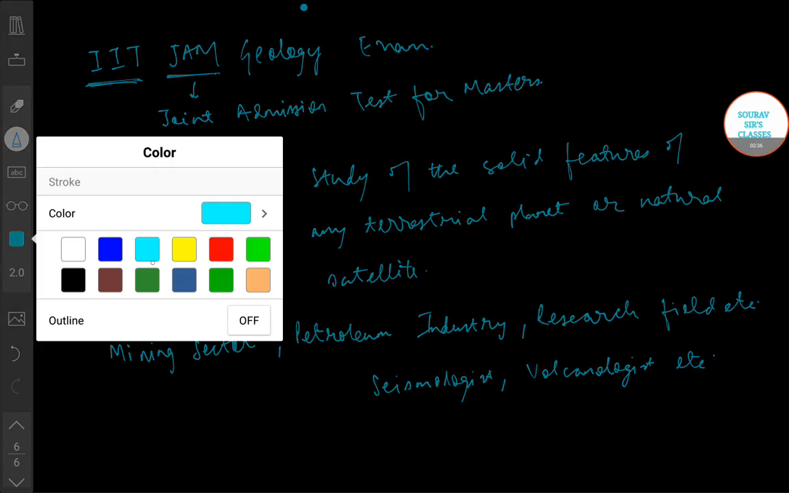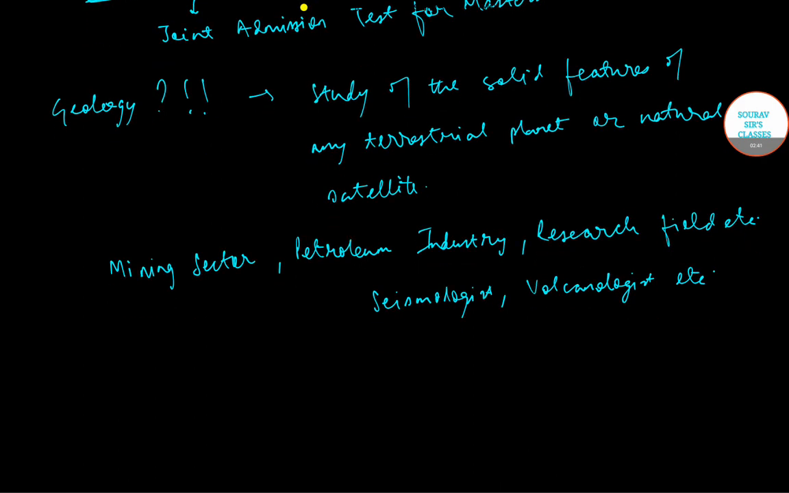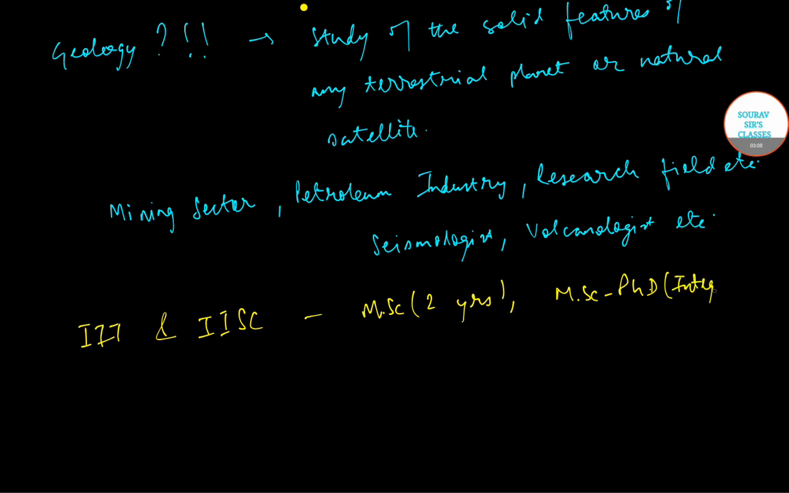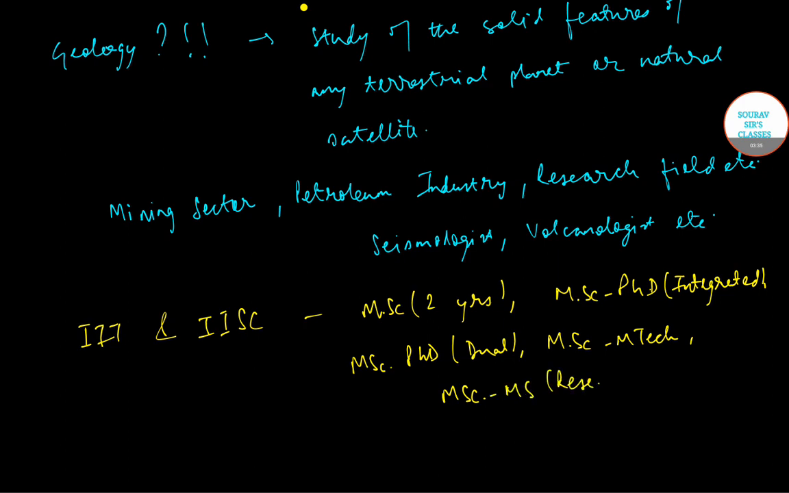Now, in which institutes can you get in after taking the IIT JAM? You can get into the IITs and IISc for MSc 2 years, MSc PhD integrated, MSc PhD dual, MSc M.Tech, and MSc Research, and other post-bachelor's degree programs at the IITs and IISc.